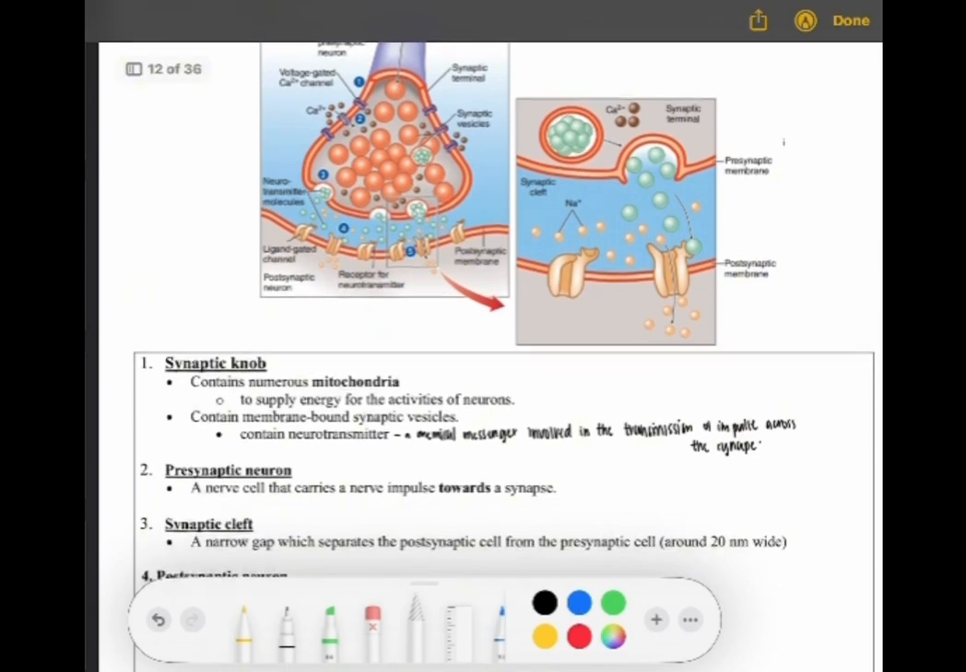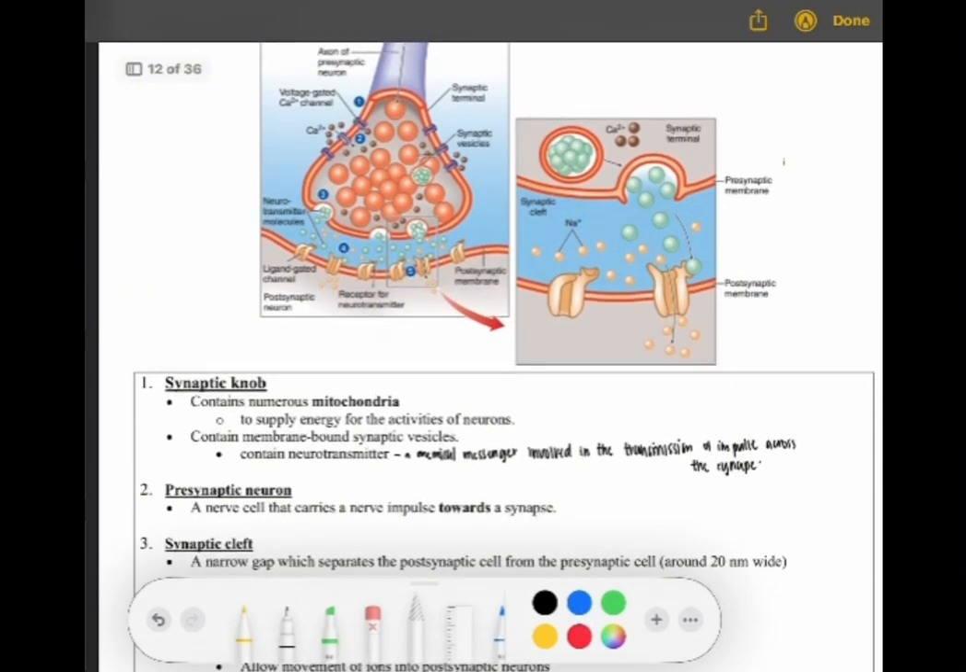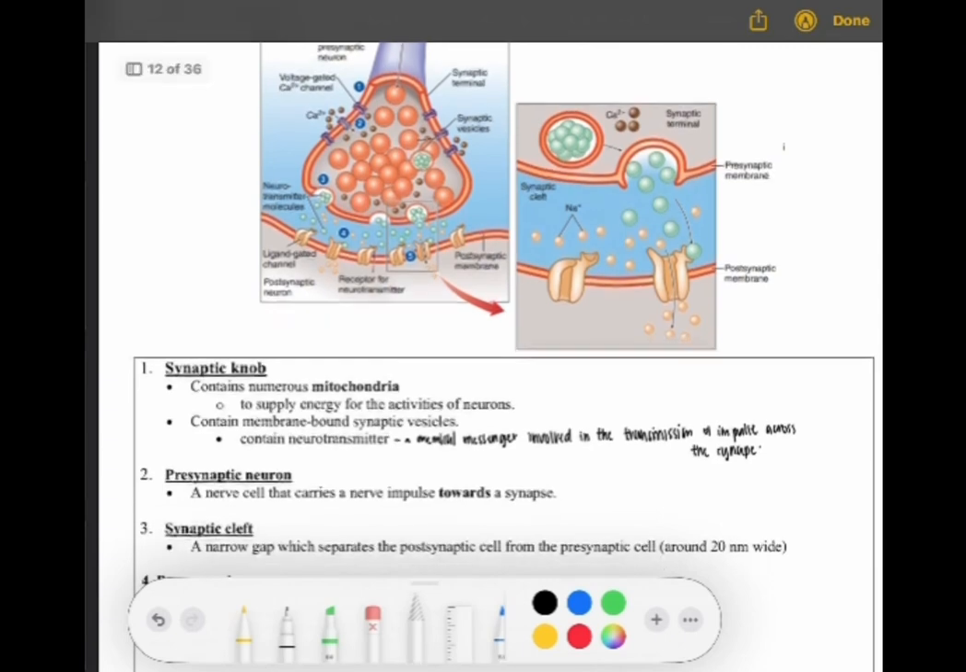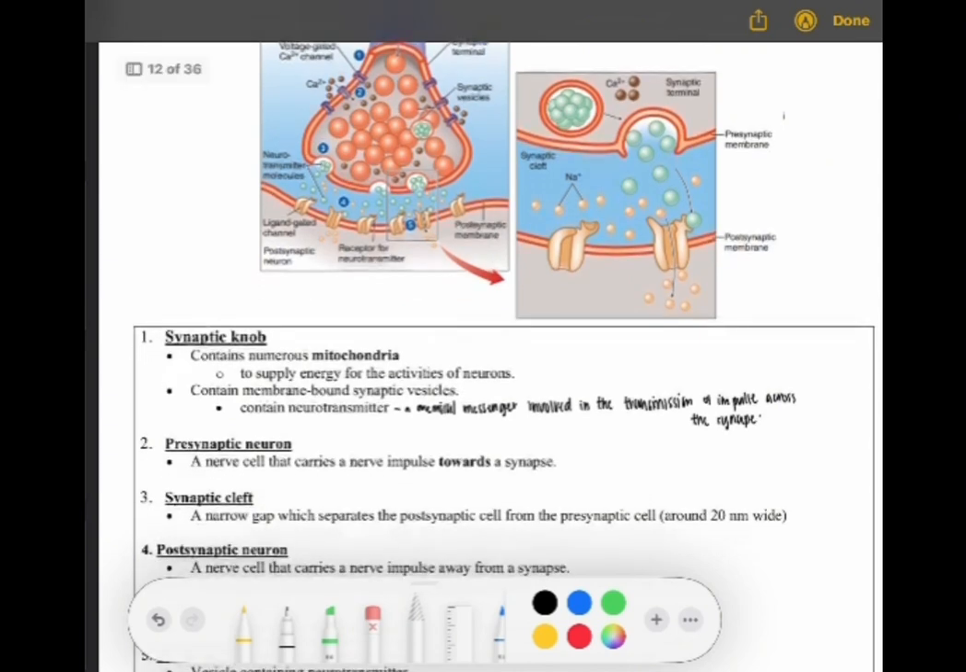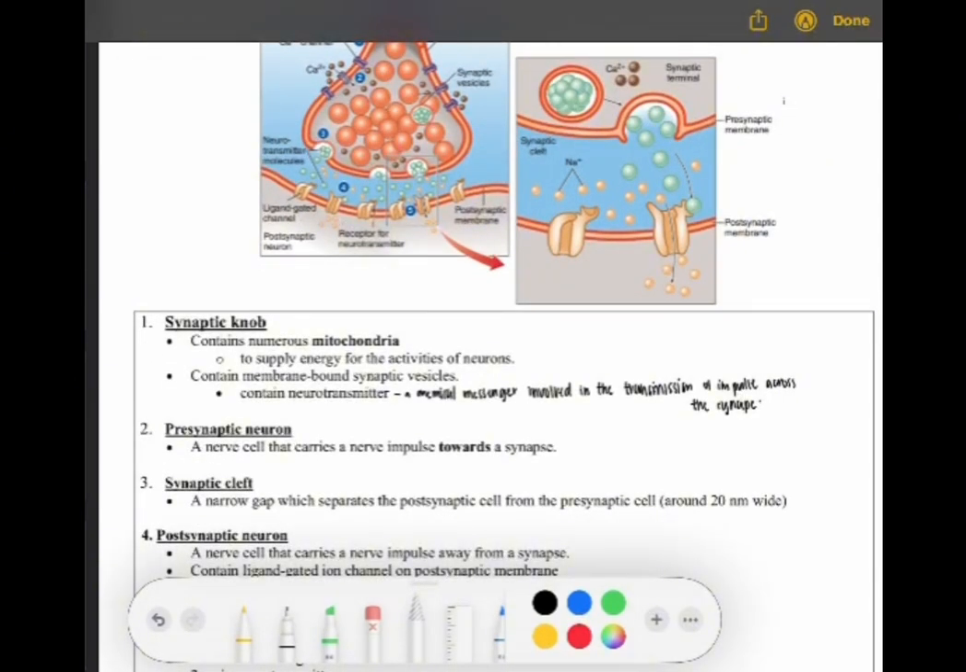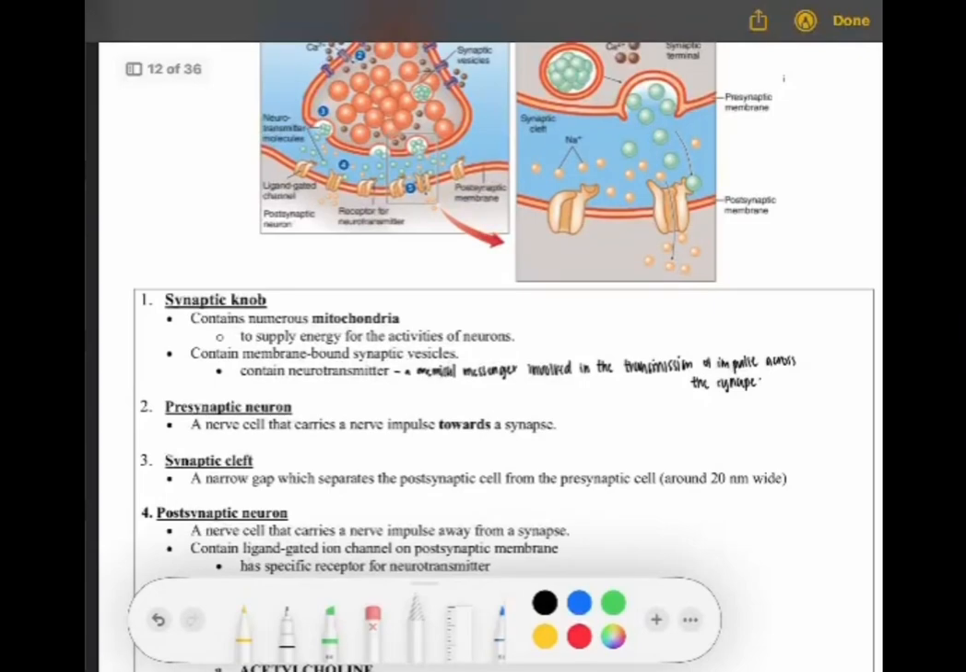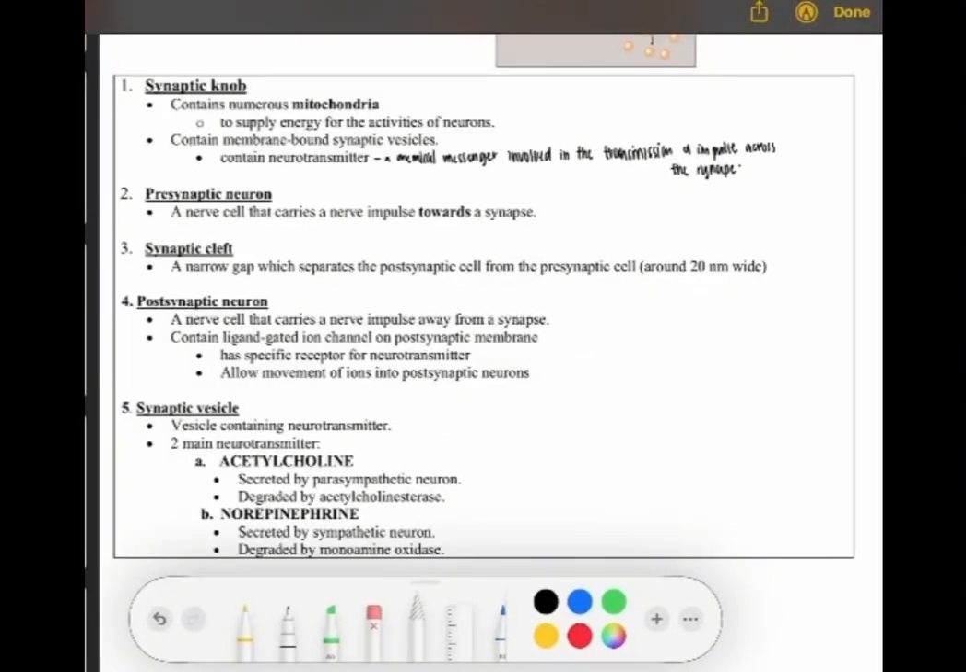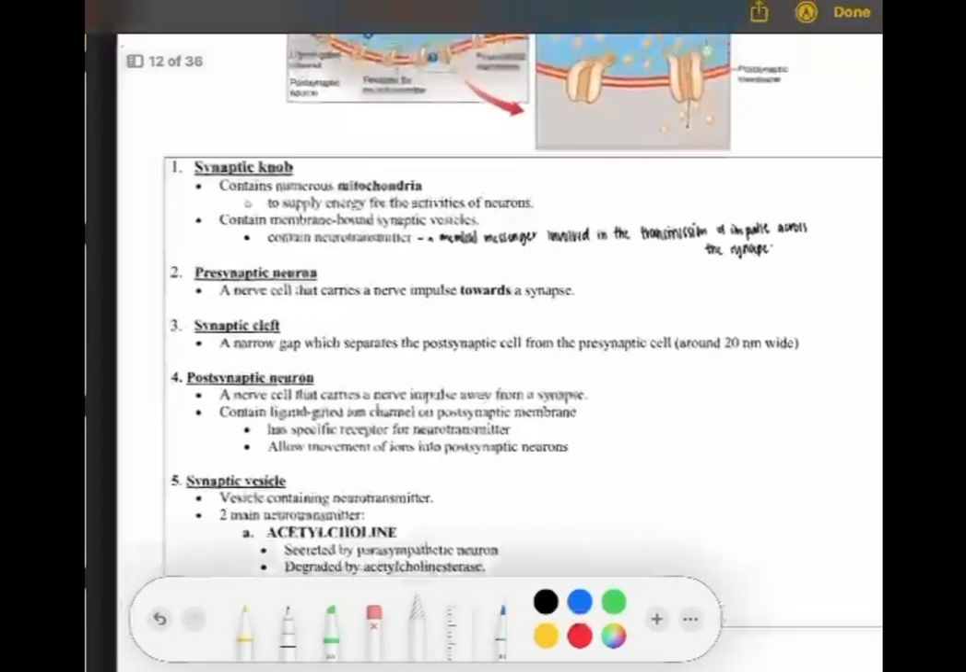Next you need to know the presynaptic neuron, which is a nerve cell that carries a nerve impulse toward the synapse, which is this neuron. This is what we call a presynaptic neuron. This neuron needs to pass the impulse to the postsynaptic membrane. That's why we name it presynaptic neuron. After it passes to this, it will become the postsynaptic neuron.